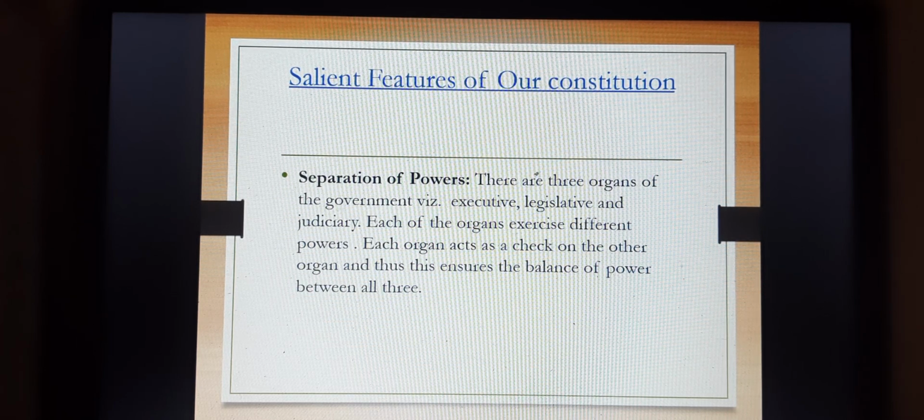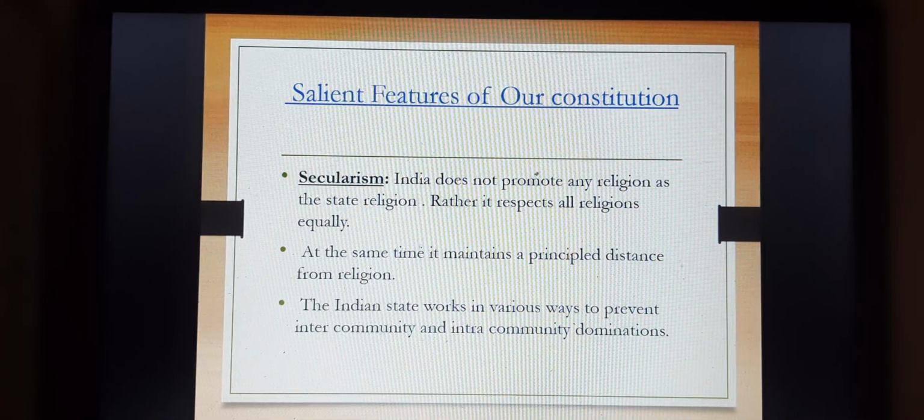Separation of power. The second important feature is the separation of power. How is the power distributed among the different organizations and agencies in the government? There are three organs of the government: executive, legislative, and judiciary. Each of the organs exercises different powers. Each organ acts as a check on the other organ, and thus this ensures the balance of power between all three.